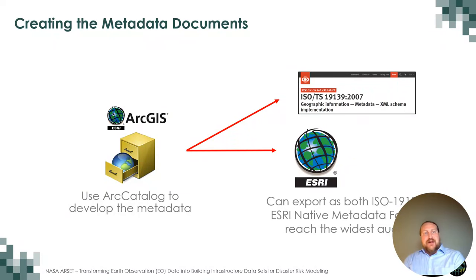Creating the metadata documents. For actually creating this metadata, the easiest way is to use ArcGIS to produce this information. ArcGIS can produce both the ISO metadata and the ESRI metadata formats. If you'd like, you can create both and export both of these metadata formats to reach the widest audience with your data, so that users can use whichever format works best with their software. At the time of creating the process, ArcCatalog was still in use. Nowadays, you may be using ArcGIS Pro to do this same procedure.